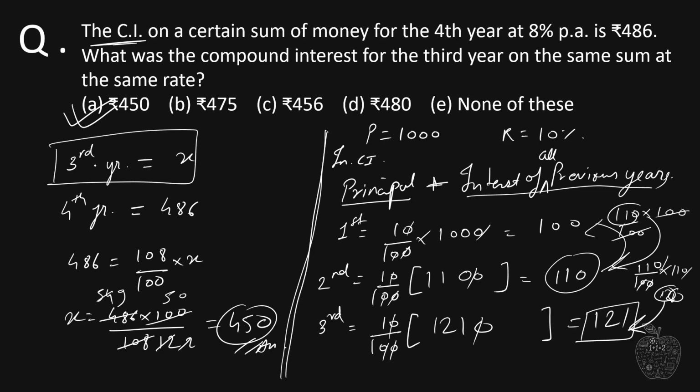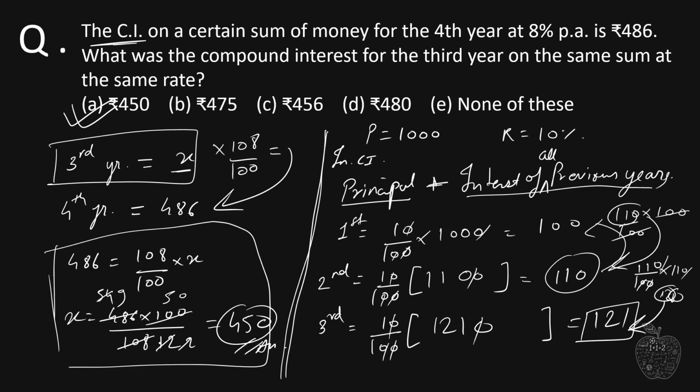We assume that the 3rd year's interest is x. The 4th year's interest is given to us in the question, which is 486. The interest rate is 8%. We already know by the concept, which I showed you, that 486 equals 108% of the previous year's interest. We equated it here, and that's how we got the answer as 450, which is our required answer. You don't have to remember all of this, but you should know the concept behind it, like how I got this.